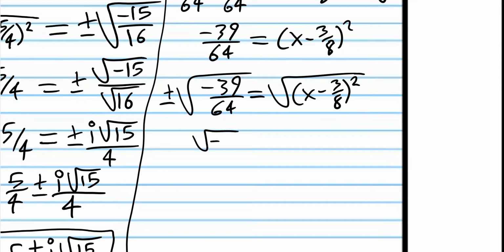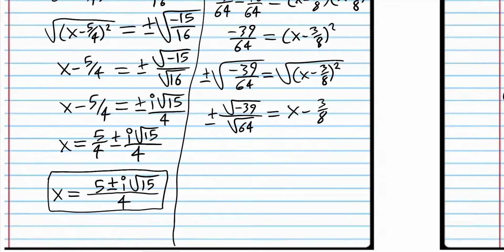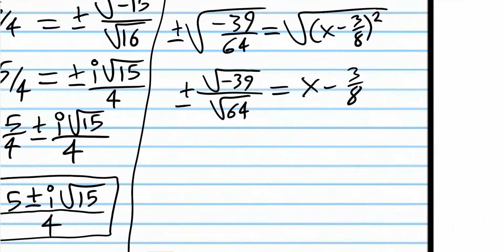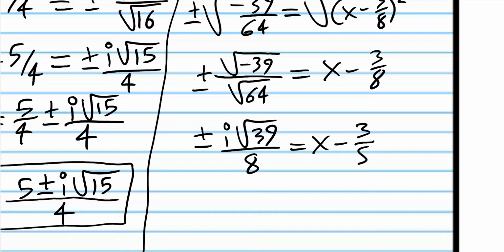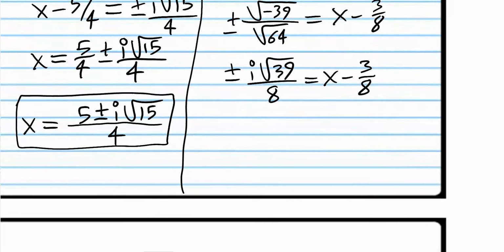And now we have root 39 over root 64 is equal to x minus 3/8. And we can pull the negative out in the root as an i. And root 64 is 8. Put the 3/8 on the other side.